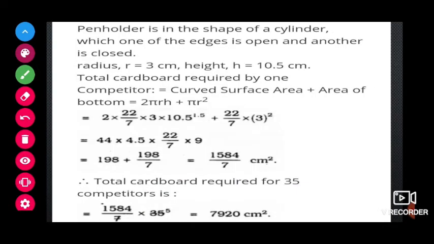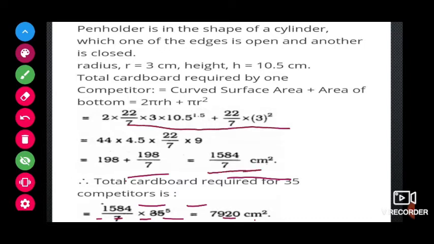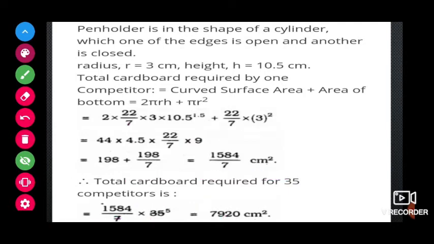If we do this, then each pen holder requires 1584 by 7 cm square. So the total required for the 35 members will be 1584 by 7 into 35. 7 ones are 7, 7 fives are 35. So 1584 into 5, that is 7920 centimeter square.